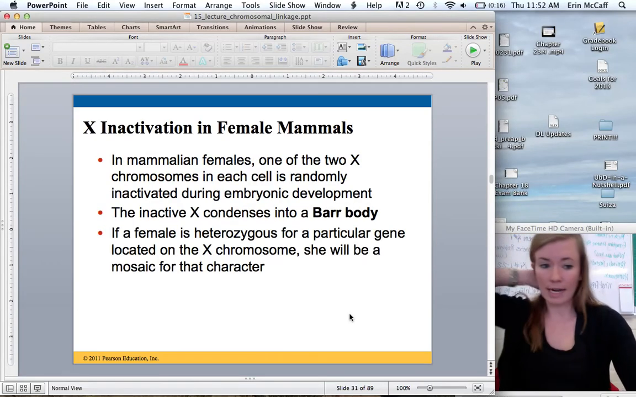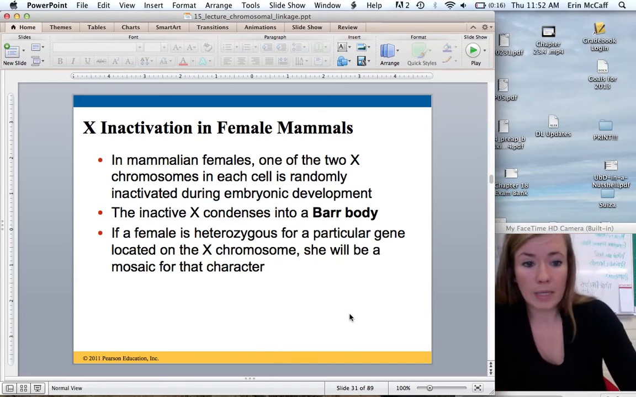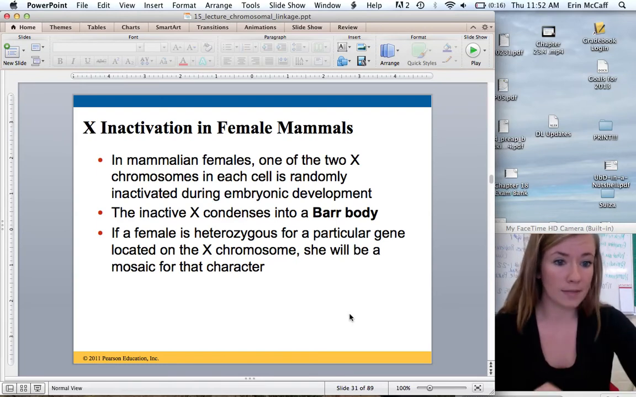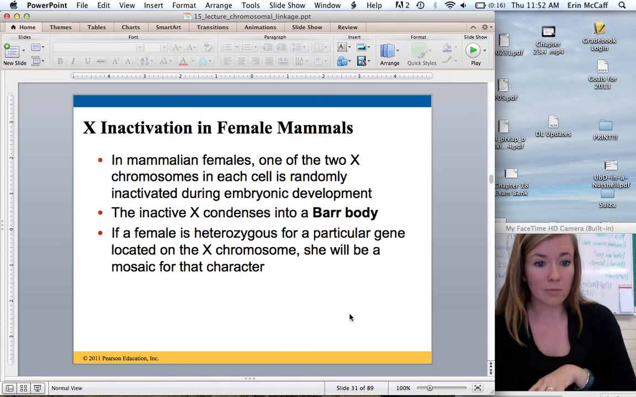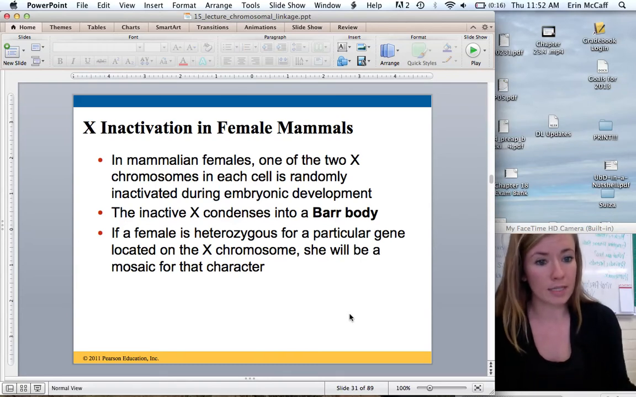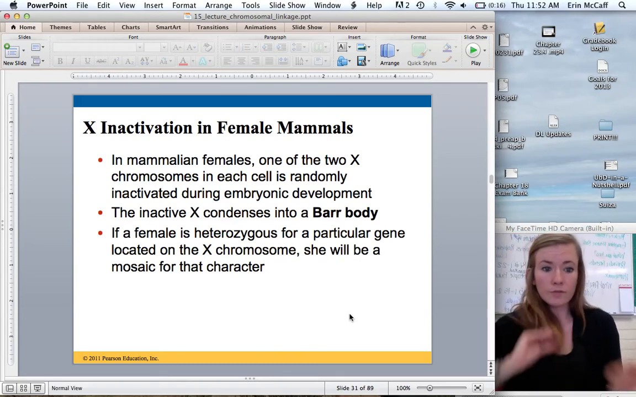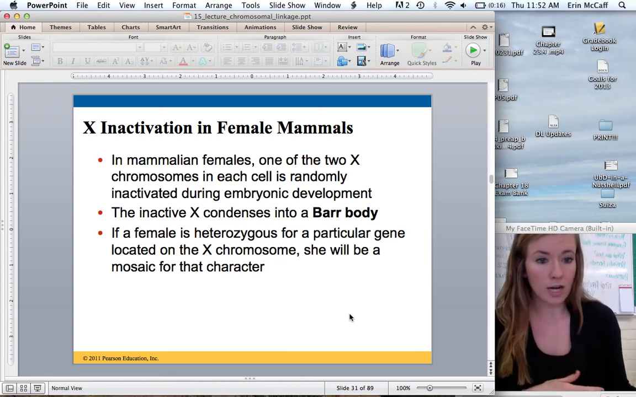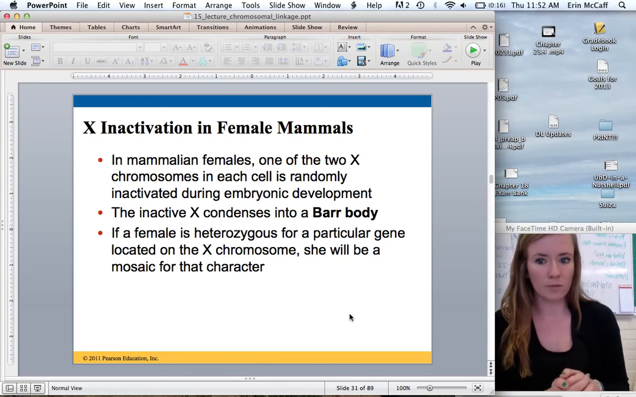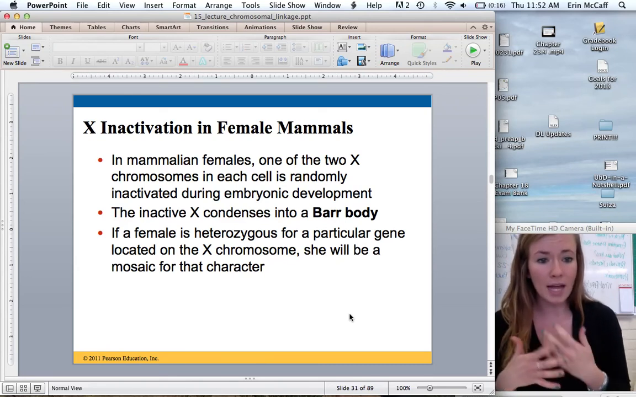Then there's something called X inactivation, and this happens in female mammals. So basically, females, we have 2 copies of the X chromosome. So that means, remember that genes located on the chromosome are making proteins. And so in women, we would have twice the amount of gene product from our X chromosomes as males, because we have 2 chromosomes making those genes. We're going to talk about the process of that in a couple chapters, but basically, we would have twice as many proteins from our X chromosomes as males. And so that could be a problem.